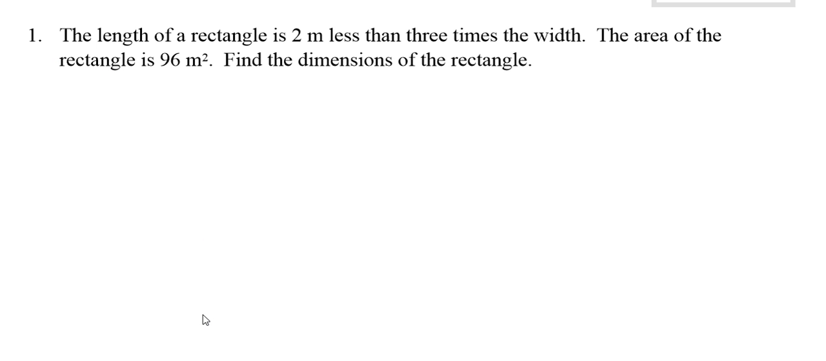So here's the question. It says the length of a rectangle is 2 meters less than 3 times the width. The area of the rectangle is 96 meters squared. Find the dimensions of the rectangle.